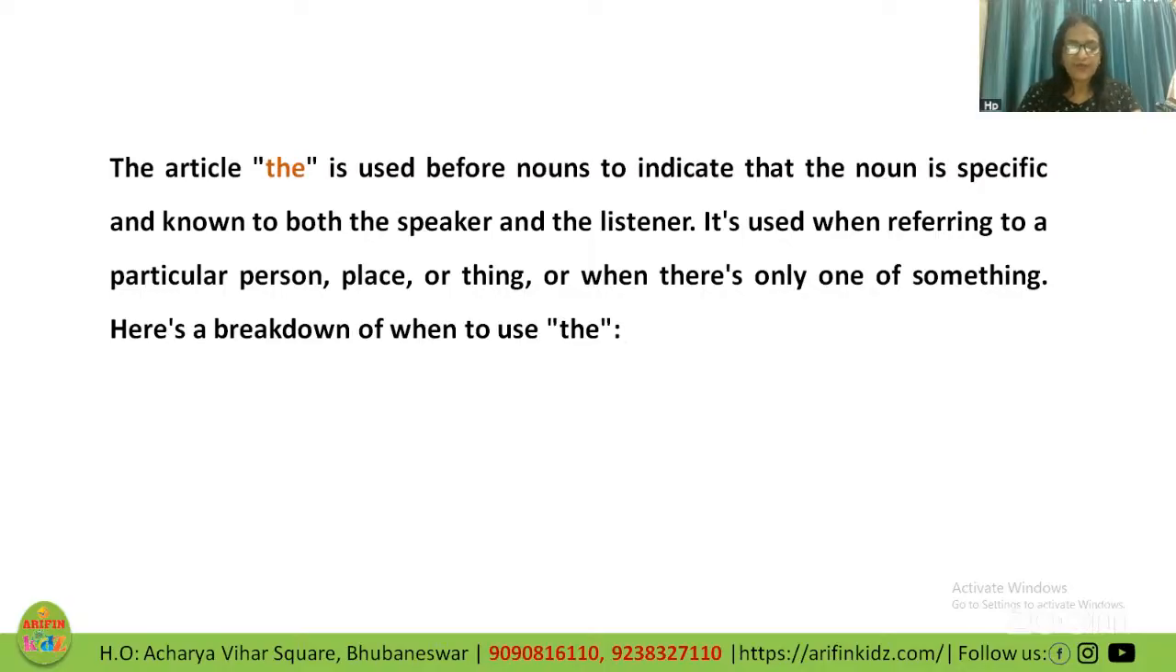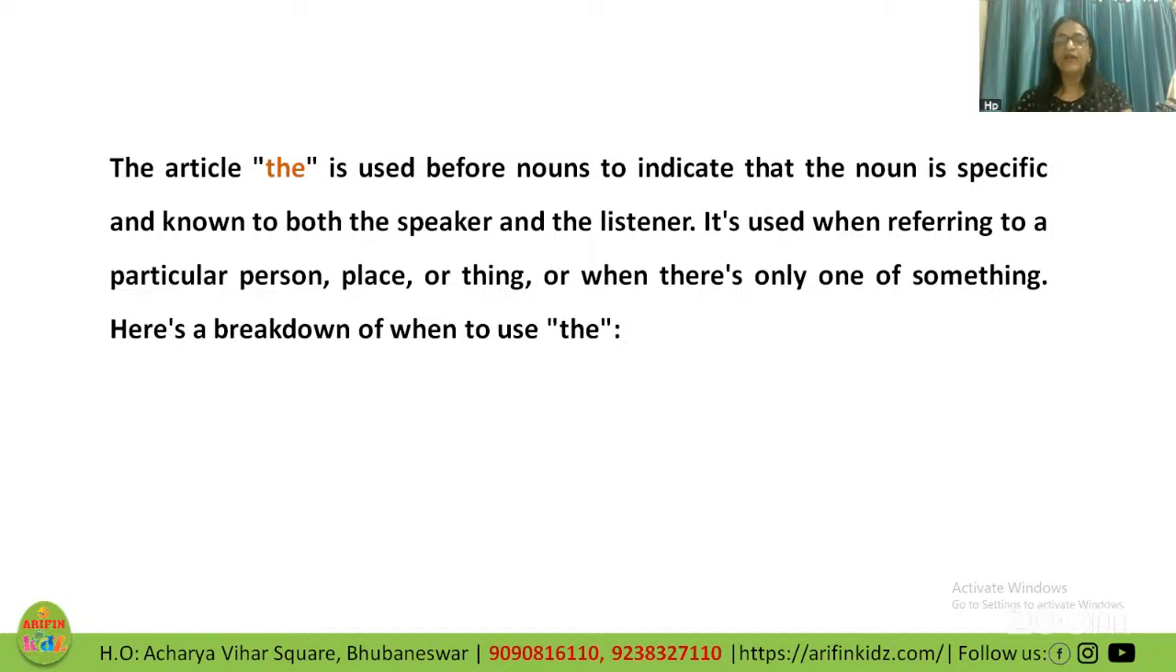that the noun is specific and known to both the speaker and the listener. So how does the noun become specific? Speaker and listener. Now I am the speaker, I'm speaking, and you are the listener. When I talk about something using "the", that means that noun is known by the speaker and the listener. It's used when referring to a particular person, place or thing, or when there is only one of something.